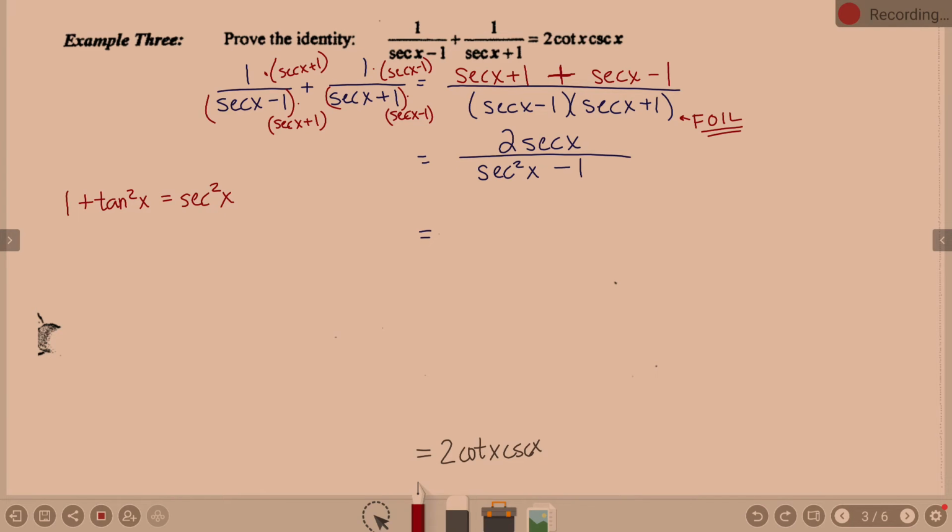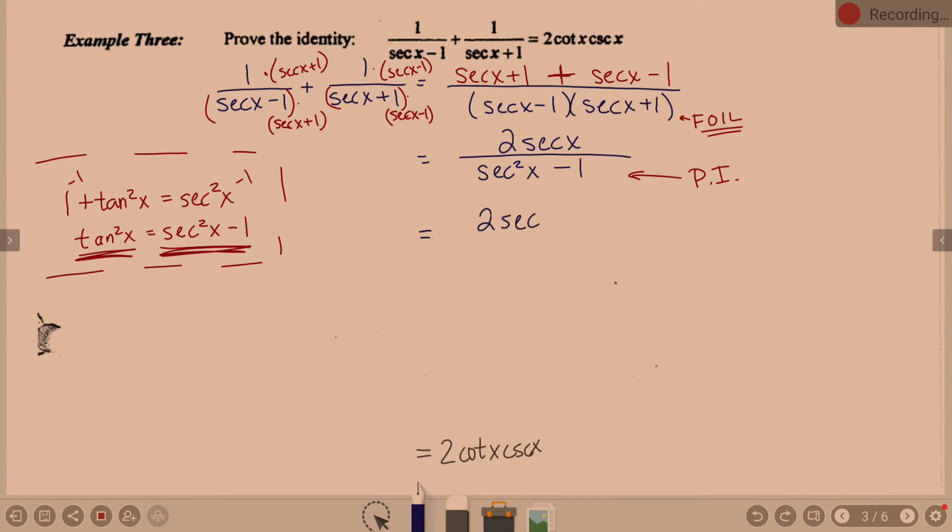Can I make 1 plus tangent squared x equals secant squared x look like that denominator? I can. I can subtract the 1 over, and then tangent squared x is equivalent to secant squared x minus 1. Okay, side note there. Every place I see a secant squared x minus 1, I can replace with tangent squared x. So yes, this right here is a PI, Pythagorean identity. So my numerator stays 2 secant x. My denominator becomes tangent squared x.